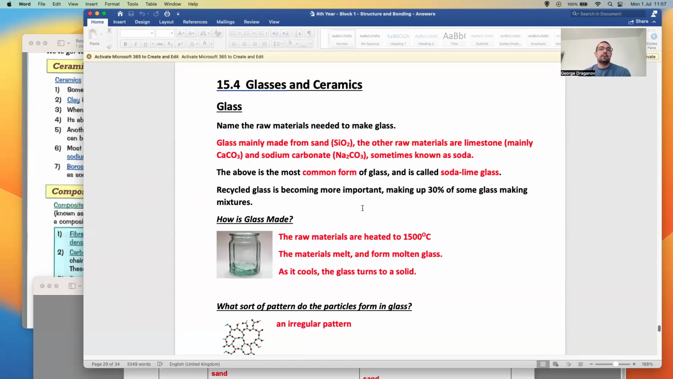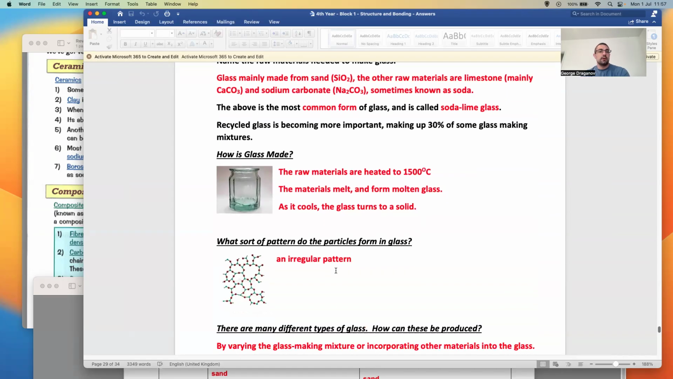Okay, how is the glass made? You heat up these three raw materials at 1500. Then the materials melt and they form molten glass. As they cool, they solidify and the glass turns to a solid. The pattern in the glass will be an irregular pattern.